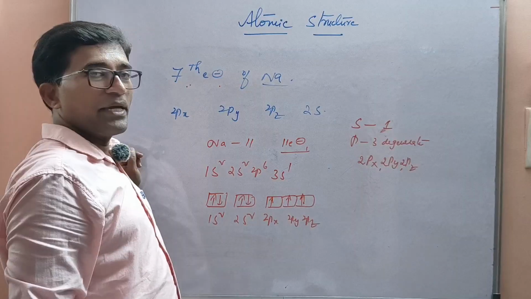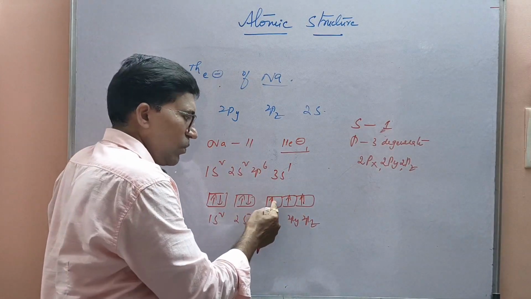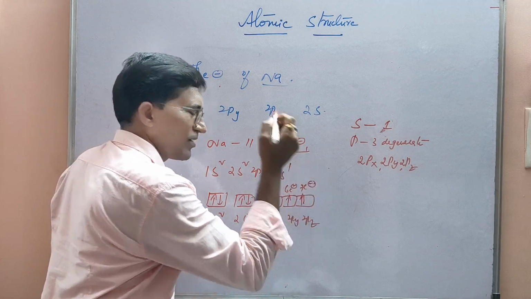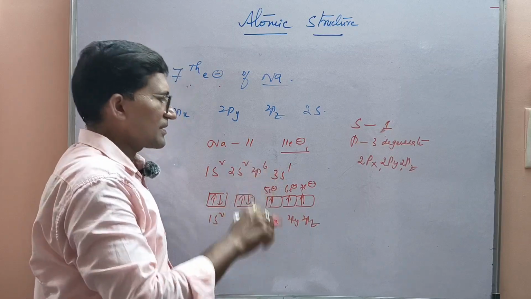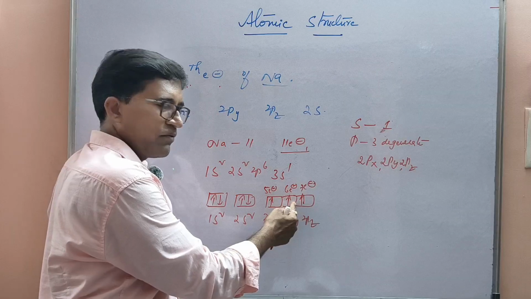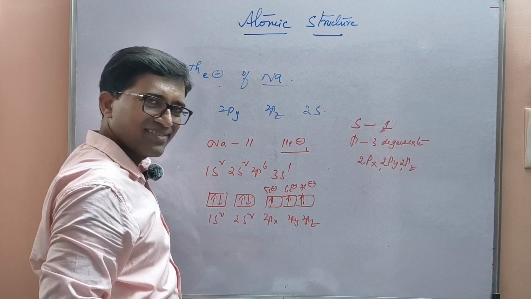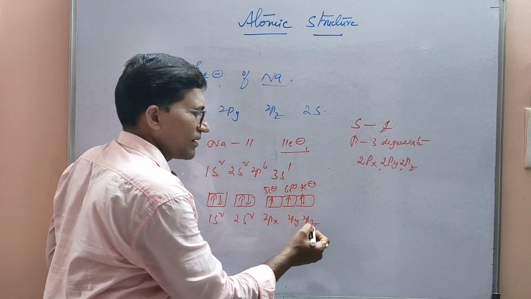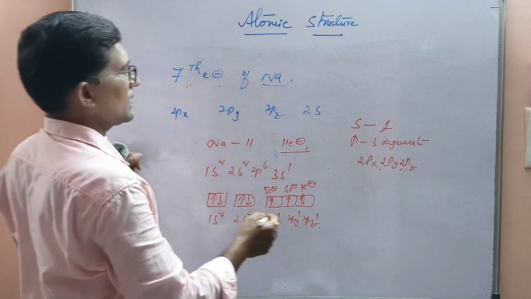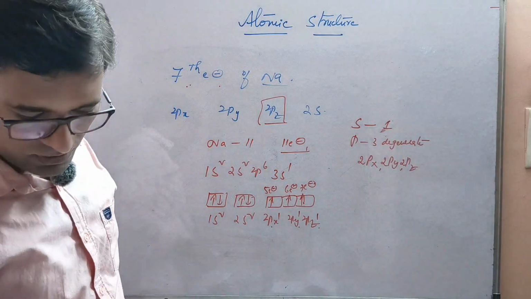Because according to Hund's rule, pairing of electrons takes place only after all the available degenerate orbitals are occupied by one electron each. 1, 1, 1. It will become the fifth electron, the sixth electron, the seventh electron. And the eighth electron is again filled in 2px, the ninth electron in 2py, the 10th electron in 2pz, and the 11th electron in 3s1. Is it clear? So the 7th electron is in the 2pz orbital. I hope everybody understood this explanation.